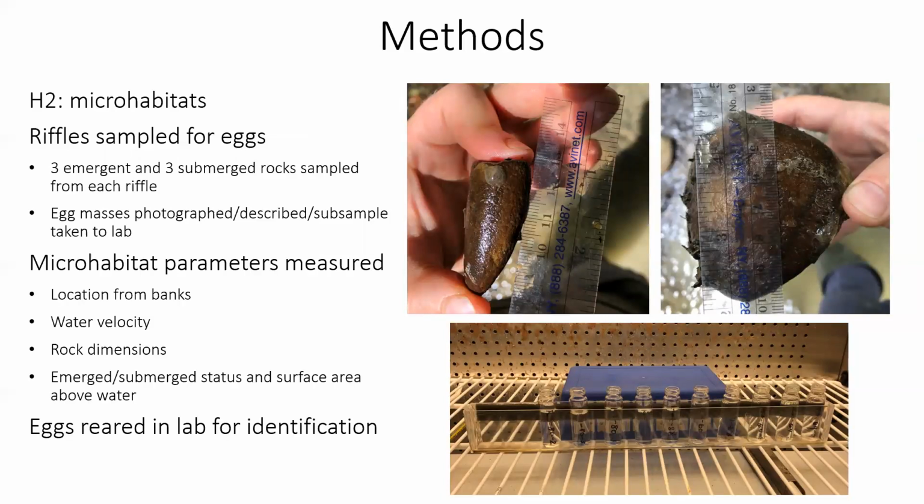For each rock sampled, we documented either the presence or absence of insect eggs, the rock's location from the banks, the water velocity at that location, as well as the rock's dimensions, including surface area above water level for emergent rocks. Every egg mass we found was described, photographed, and a subsample was taken back to the lab with us to be reared for identification.